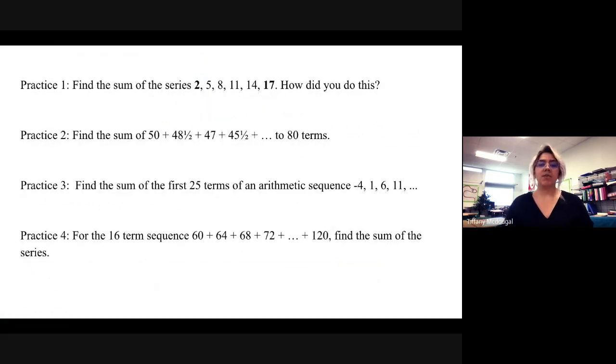So find the sum of this series 2, 5, 8, 11, 14, and 17. How do you do this? Well, we can do it the long way, which is where we just take all those terms and we add them up, and then we'll get 57.